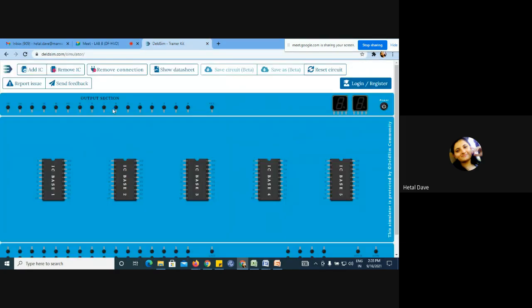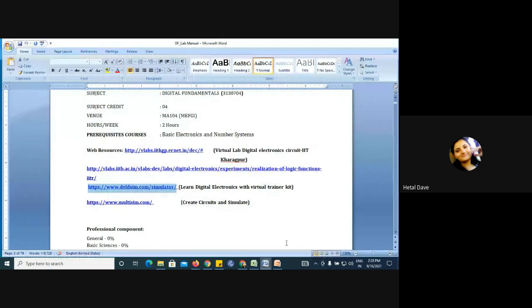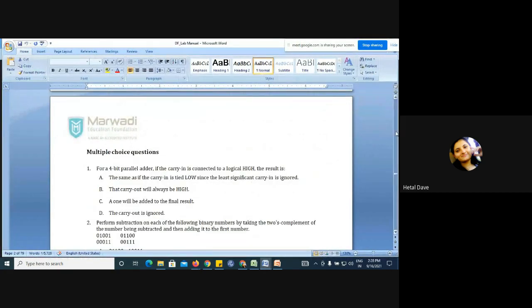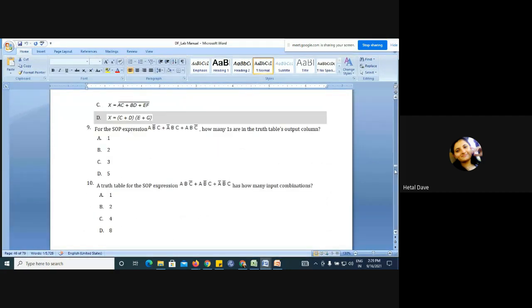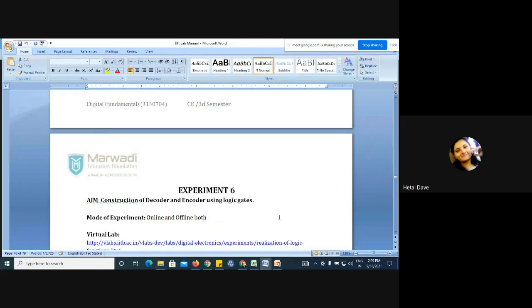You will open this particular virtual kit, okay, and then you will make a connection. So that is about decoder and your task, okay. And let's talk about your lab manual. Whenever you are going to open your lab manual, experiment number 6, this is your experiment number 6, construction of decoder and encoder.